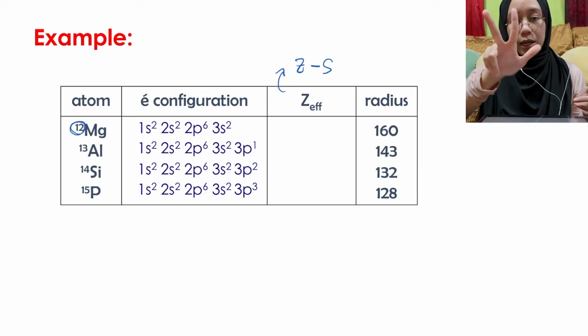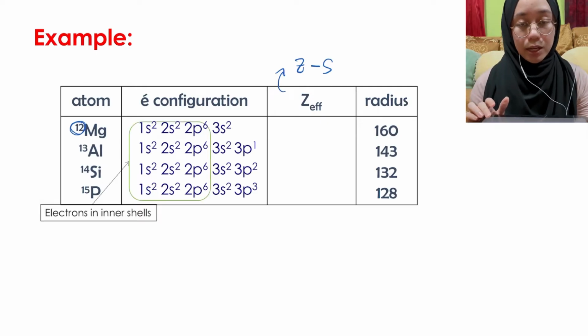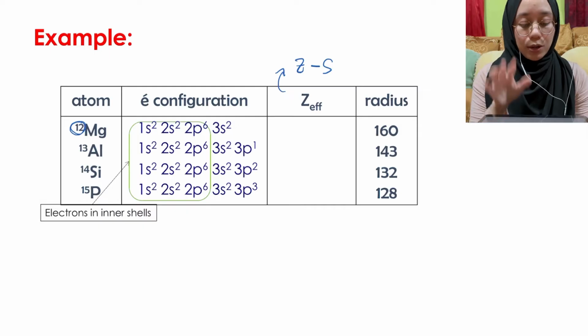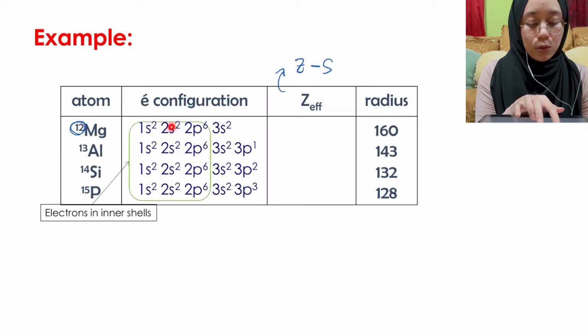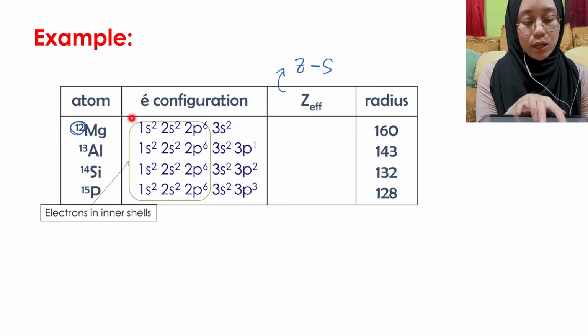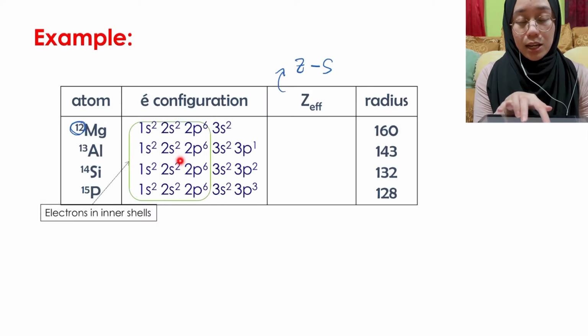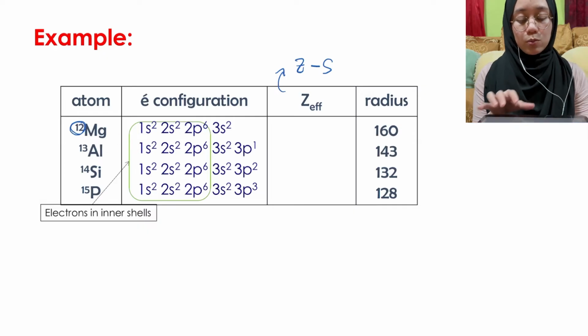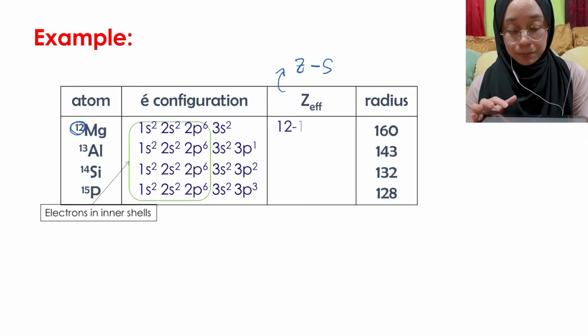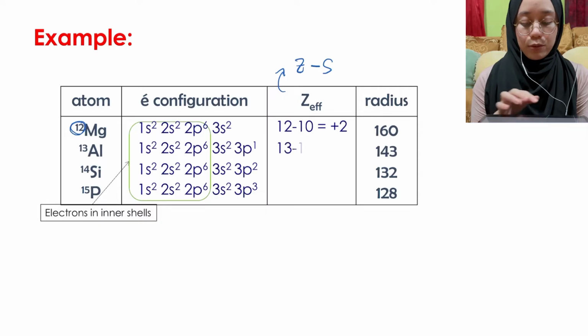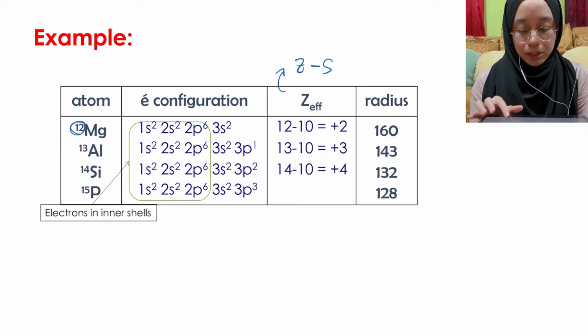So the inner ones are the electrons in shell 1 and also shell 2. So this part here, the one in the bracket, in the box, those are the electrons in the inner shells. So for magnesium, 2 plus 2 plus 6 means there are 10 inner shell electrons. The others are the same, also 10. So now we know the value of S, we can look for the ZEF. So 12 minus 10 gives positive 2. 13 minus 10 gives positive 3 and so on.